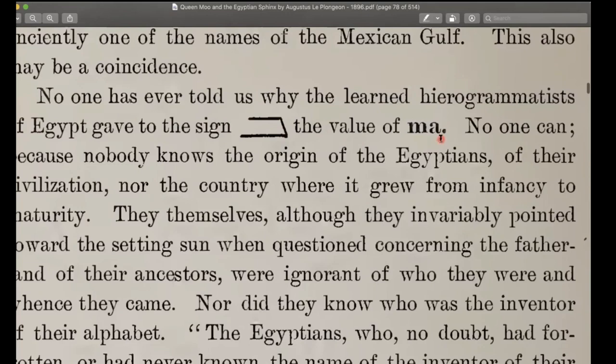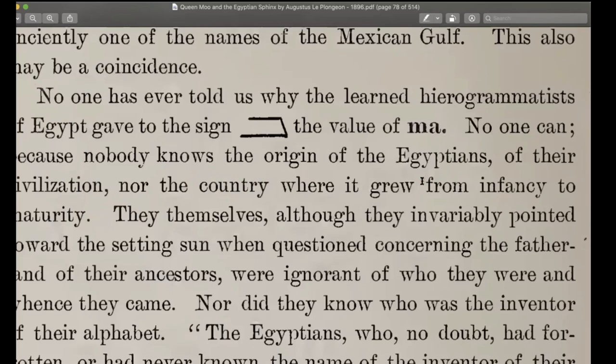No one can, because nobody knows the origin of the Egyptians, of their civilization, nor the country where it grew from infancy to maturity. You can research that. They grew us up with all this, because I've liked history all my life, and I was interested in history and all that. And yeah, they always kept telling us that it was a legacy. They didn't really understand how they came out of nowhere, right? And then all of a sudden they had civilization. All right, so he's letting you know the same exact thing, just grew out of nowhere from infancy to maturity.